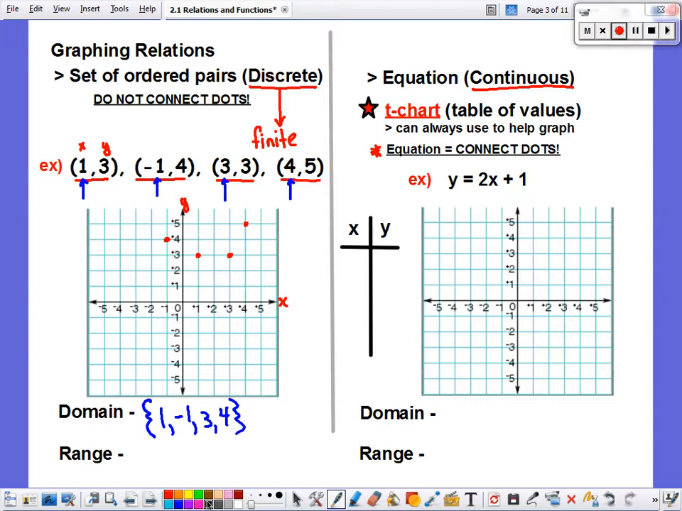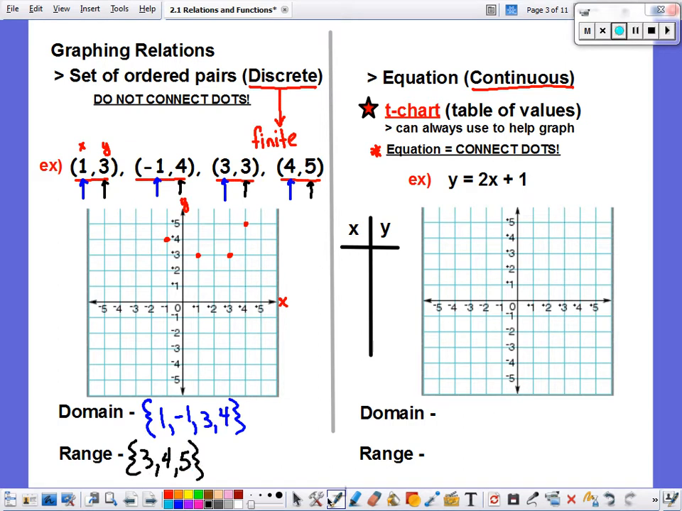If we take a look at the range, again, the range are going to be your y values. And so our y values are going to be here in black. What you have here is 3, 4, 3, and 5. Now notice I said 3 twice. You only need to list it once. You don't have to list it twice. And there you go. There's your domain and range. Very easy problems, those discrete ones.